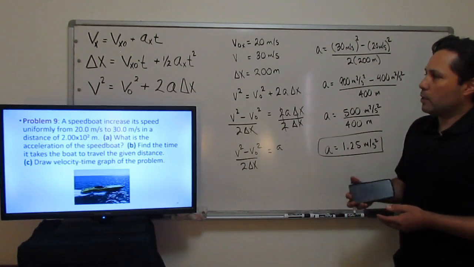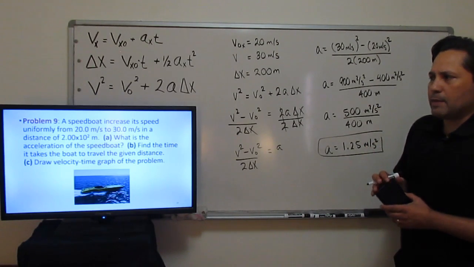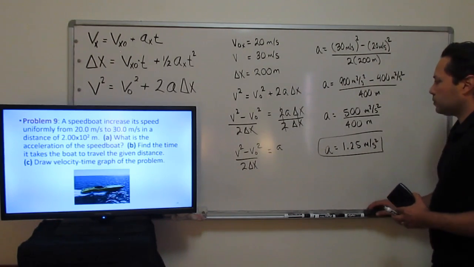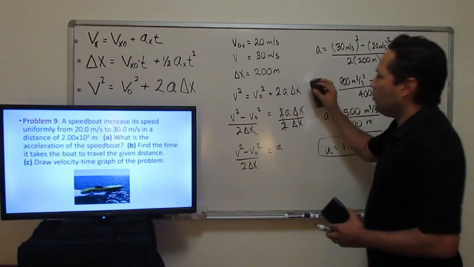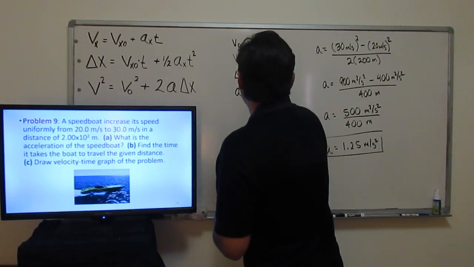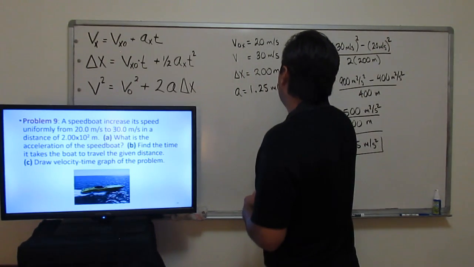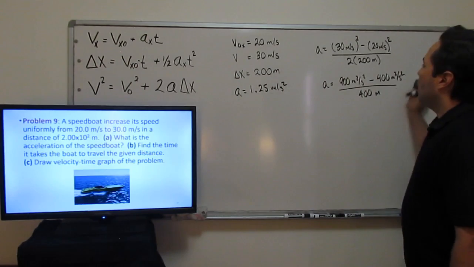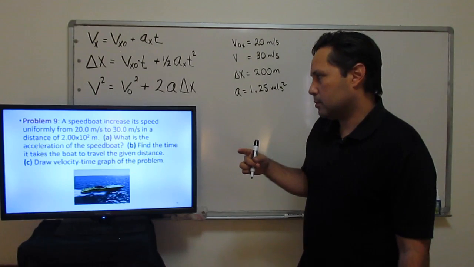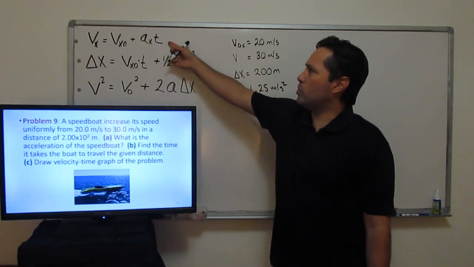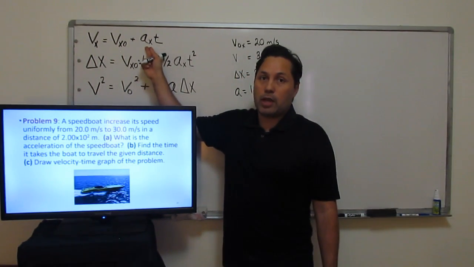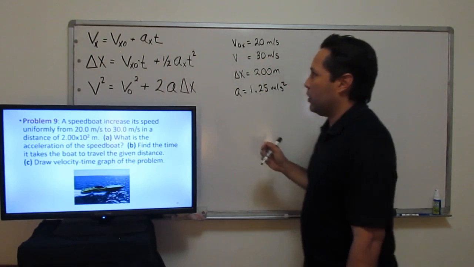In part B, they ask you to find the time it takes the boat to travel the given distance. So we're going to do that. The acceleration is 1.25. I'm going to write it here with the given because we're going to need it to solve the next part. To solve for the time, we're going to use this formula. Why? Because we have the velocity, initial and final, and we have the acceleration now that we've solved for it in part A, so we can use that to solve for the time.